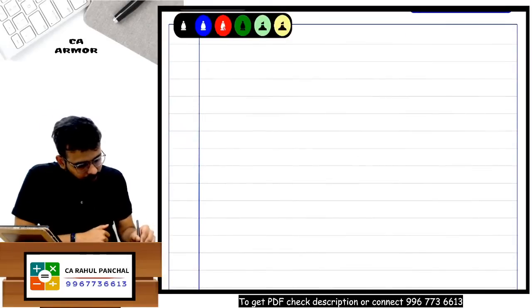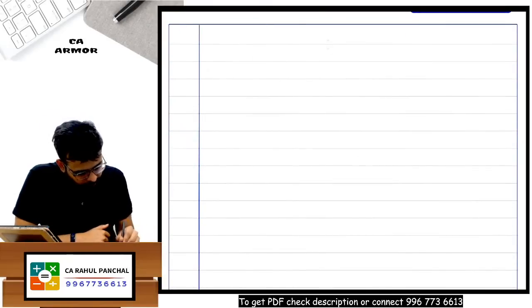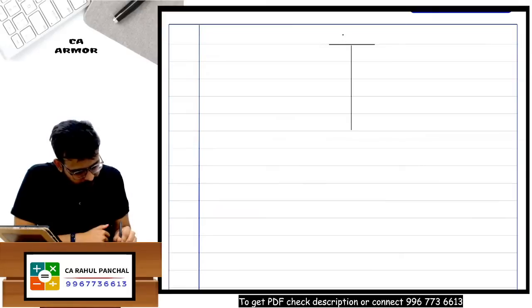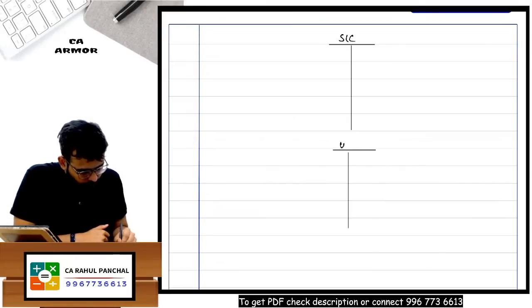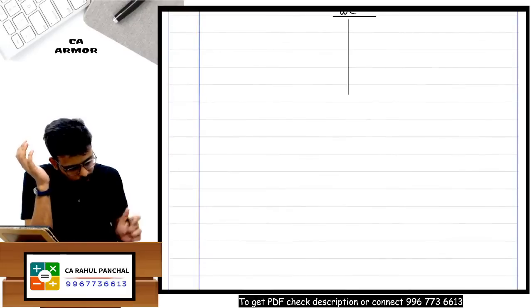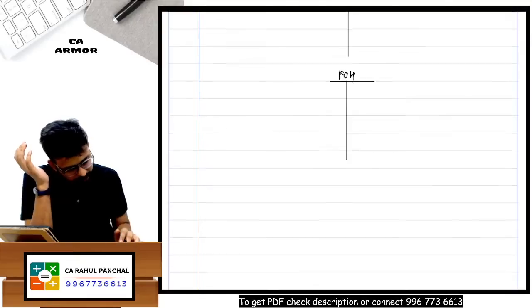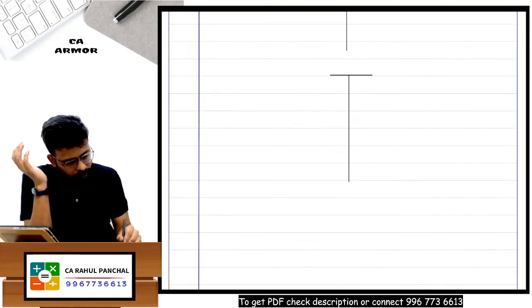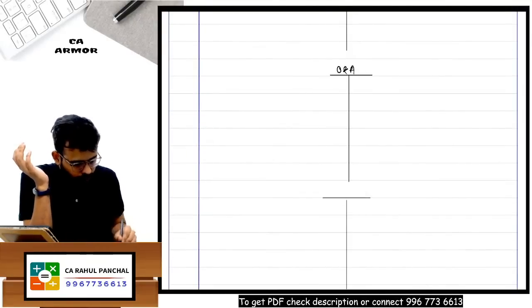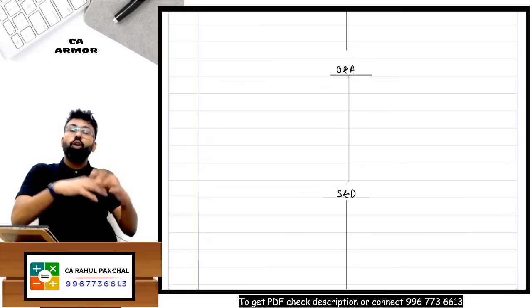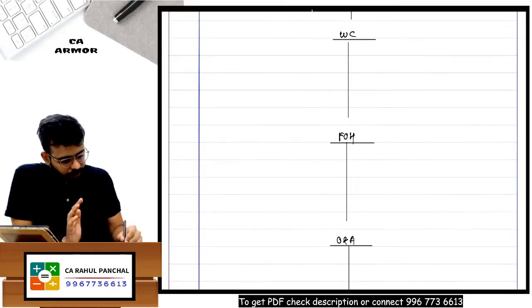First I will make one account, quickly, a small one, you also make this SLC account. Then there is one 5 line account which is wage control account. I will just post the values so that you can get some idea. Again a 5 line account, factory overhead, let us say for now. Then there is office and administration, and then selling and distribution, just to make you understand how the closing is done.